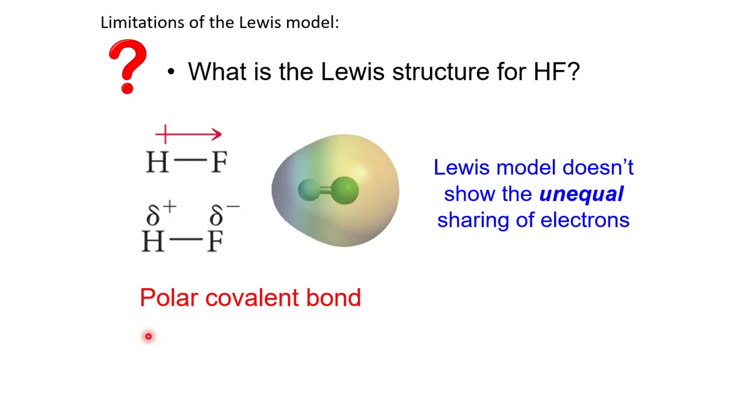This is what we call a polar covalent bond. It's polar because it has a pole. It has a positive end and a negative end. And this is called an electrostatic potential map that shows the positive in the bluish colors and the negatives in the reddish colors.